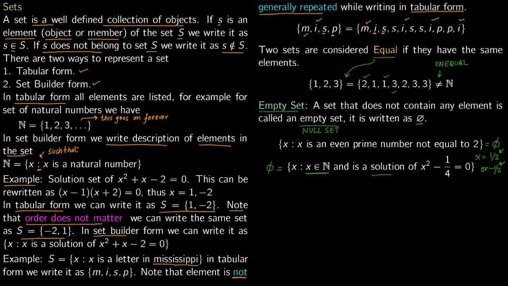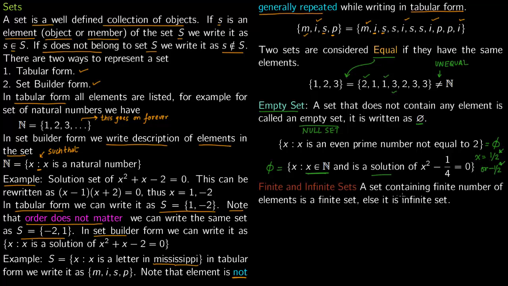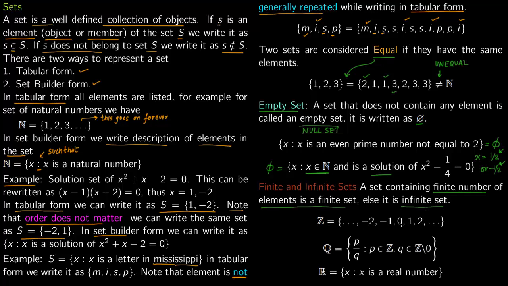Now we talk about finite and infinite sets. A set which contains a finite number of elements is a finite set. If it does not contain a finite number of elements, it is an infinite set. For example, the integers are an infinite set. This has an infinite number of elements. Notice that it naturally contains the set of natural numbers 1, 2, 3, 4 and so on.